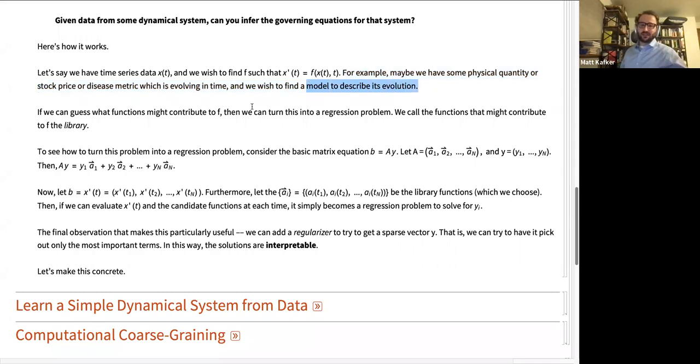And this is basically the idea. We're going to compute x prime of t numerically. We have x of t, so we're going to numerically compute this derivative. And then we're going to try to come up with a bunch of things that f might be. So a bunch of candidate functions. Those are called the library functions, by the way. That's the library of functions.